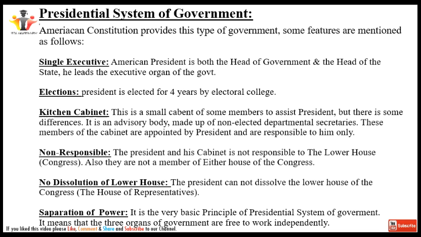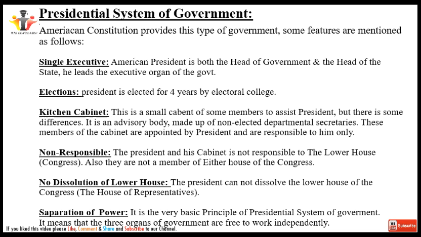Single executive. While the parliamentary system of government has two heads, the presidential form of government has only one head, that is the American president. The American constitution provides a presidential form of government. So here we are taking the example of American government. The American president is both the head of government and head of the state, and he leads the executive organ of the government. He has nothing to do with the legislative organ of the government.